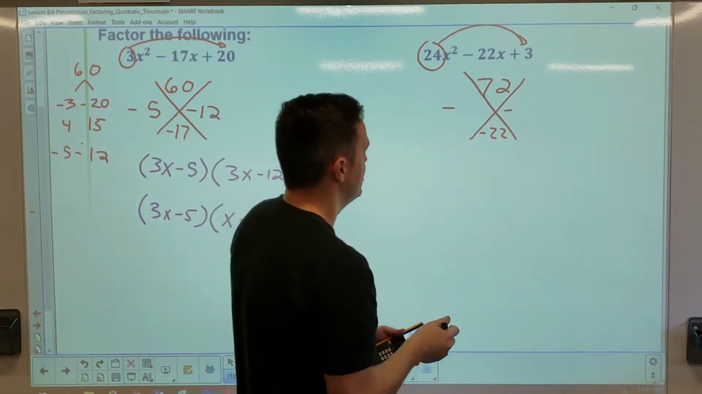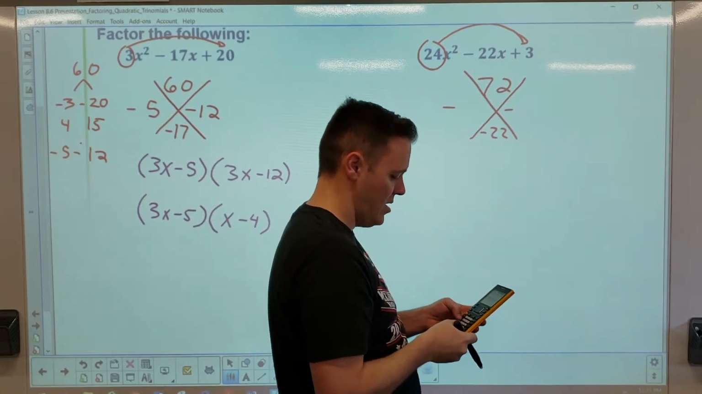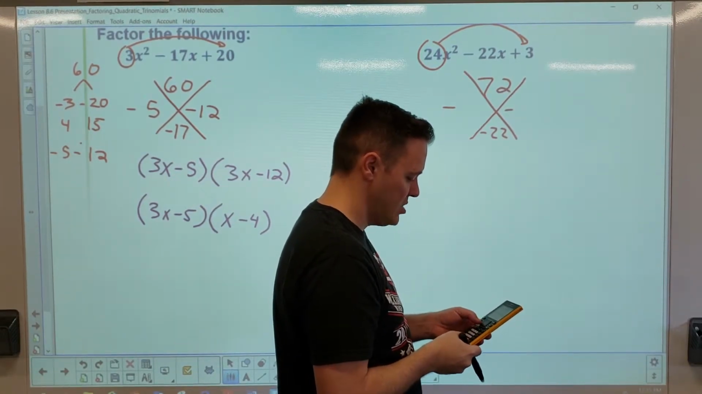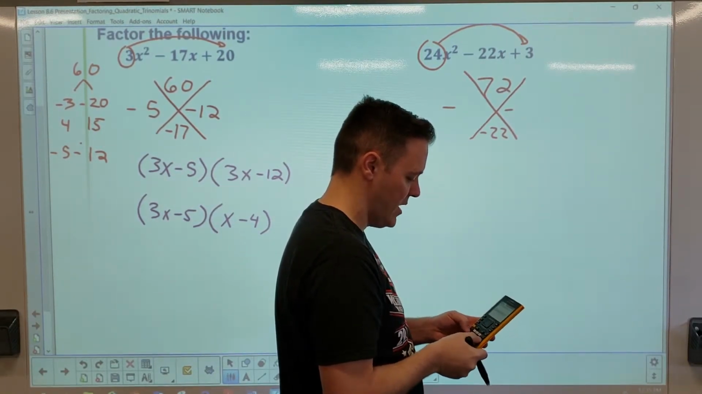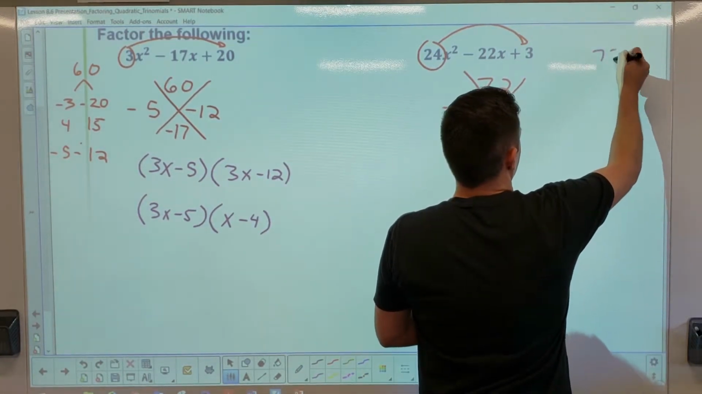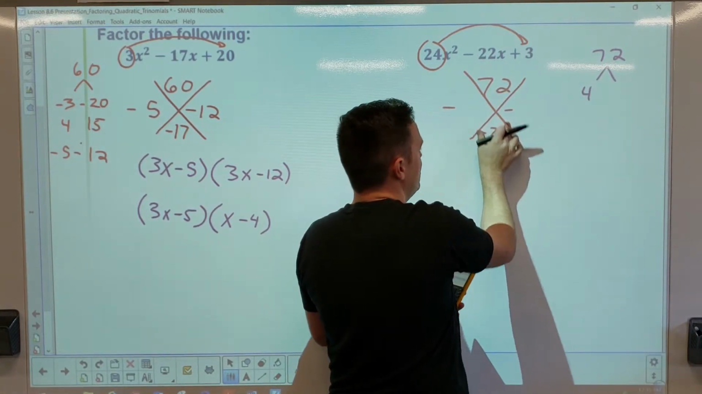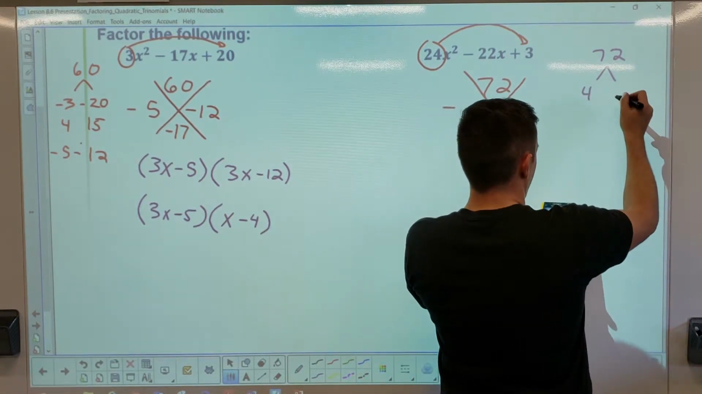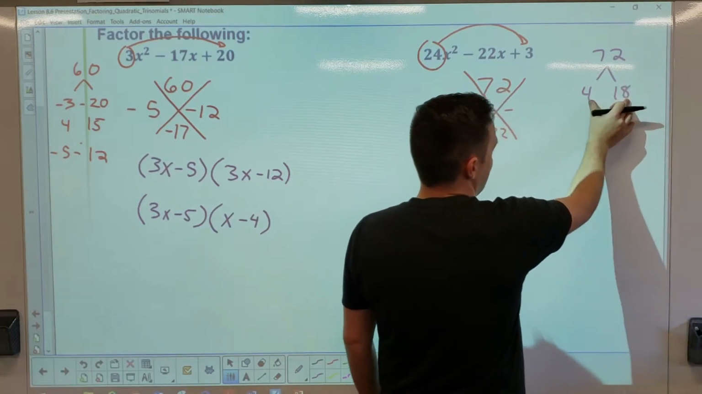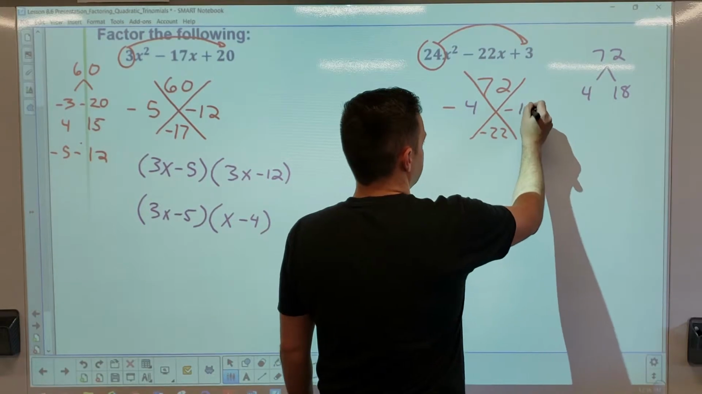On this one over here, ladies and gentlemen, what two numbers multiply to make 72? All right, so let me start with 4. So 72 divided by 4 is 18. Oh, that was a lucky guess. I figured it can't be 2 because that'd be too big. But 4 and 18 actually equals 22. Okay, so a negative and a negative.